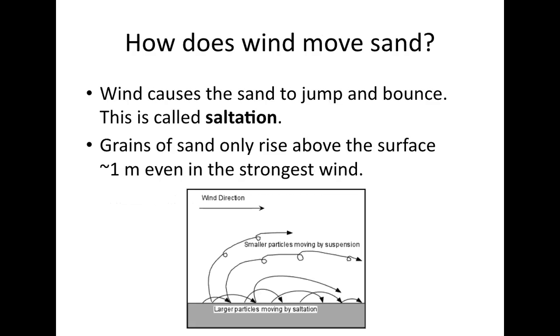So how does wind move sand? Wind causes the sand to actually jump and bounce. I know that sounds silly, but this is an actual thing and it's called saltation. Okay, so grains of sand only rise above the surface about a meter, which is just over 3 feet, so not terribly high, okay, even in the strongest wind.